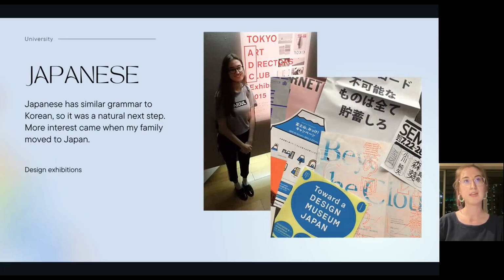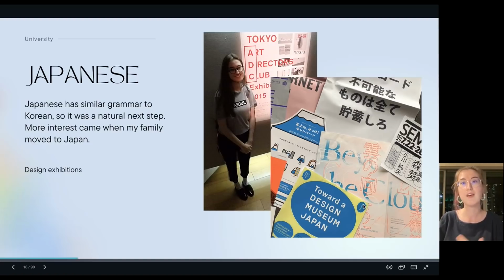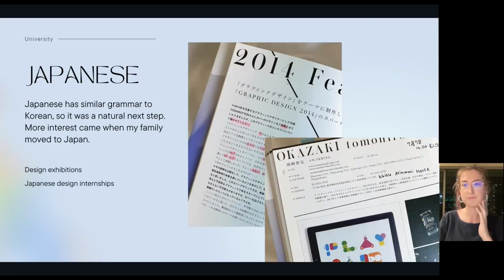And while I was studying information design at university in South Africa, going to Japan, there was so much design inspiration around me. Japan is a fantastic country for graphic design inspiration. So I used to go to design exhibitions every day. I would collect all of these posters, and I would come back to South Africa with so much new inspiration from Japanese design to bring into my own designs.